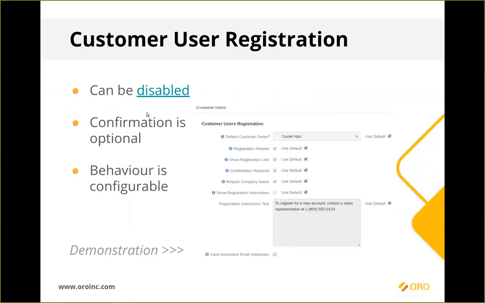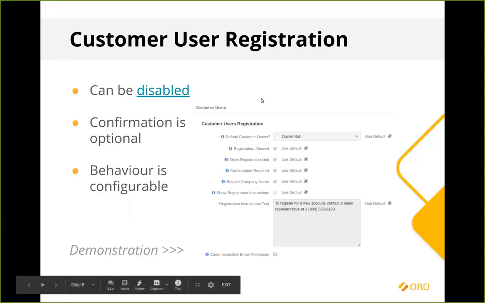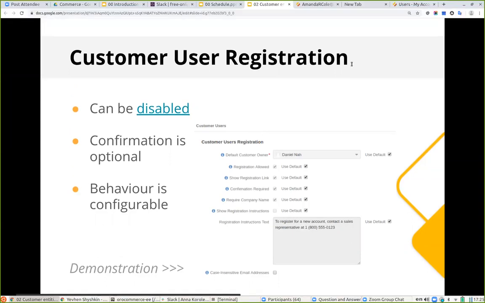You may require confirmation, but you may disable it too. So basically it means that there will be no additional email sent to the customer user to confirm that it's actually a real user, not some kind of bot. And the behavior of the registration form and registration process is also configurable. So these are the options, but instead of looking at them here, let's have a look at them on the application level.